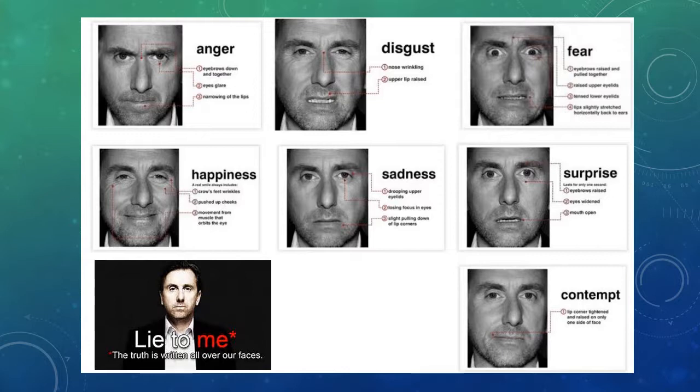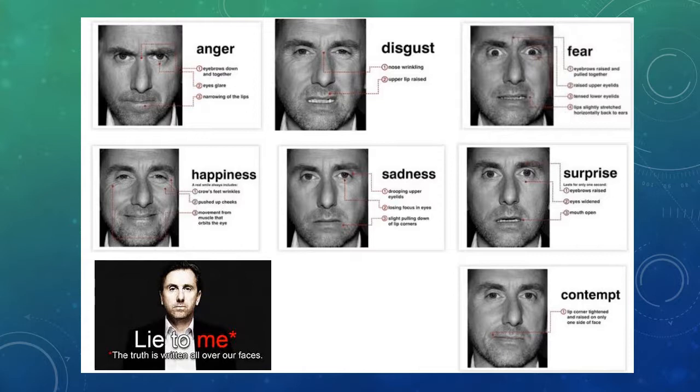Then we have sadness, which is the drooping upper eyelids, losing focus in the eyes, and slight pulling down of lip corners. So sadness, the face is completely relaxed, you look sad, and more than anything else, there's no attempt to move your face in any particular direction. Then we have surprise with your eyebrows raised, eyes widened, and mouth open.